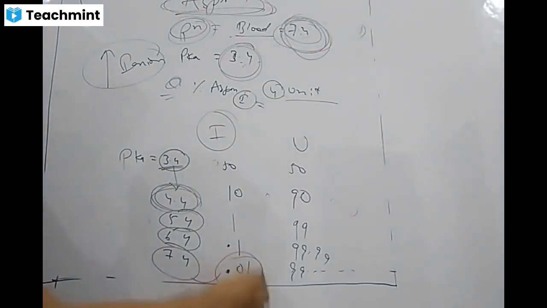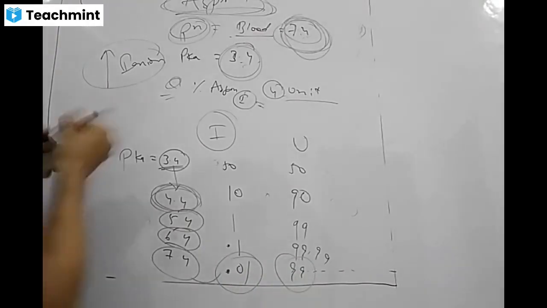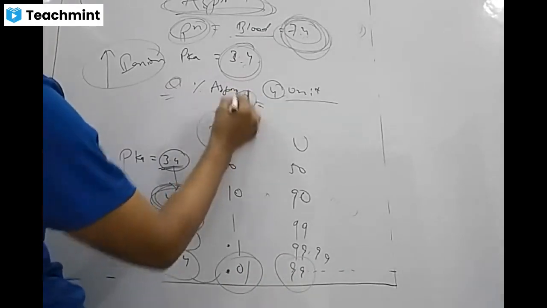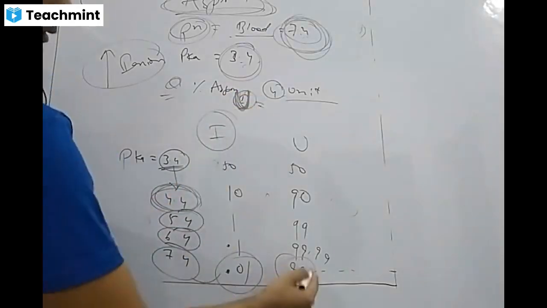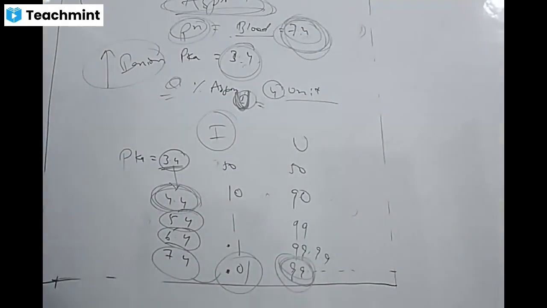The question was, how much percent of aspirin is ionized? That is 0.01%. And how much percent is unionized? That is more than 99%. Here the question was unionized, not ionized. In this question we can easily explain the concept.